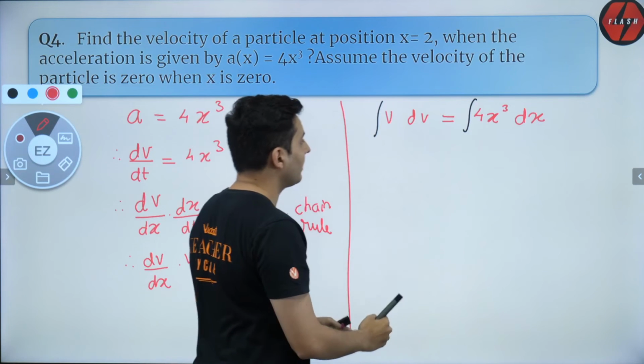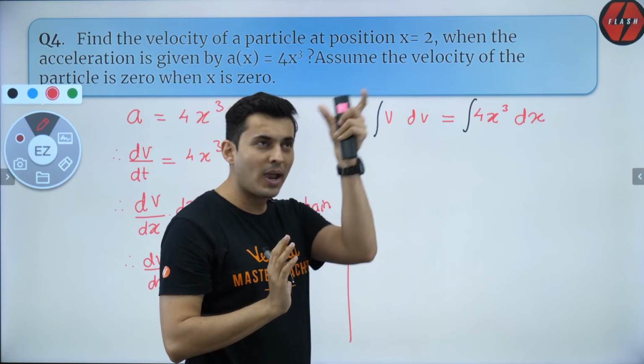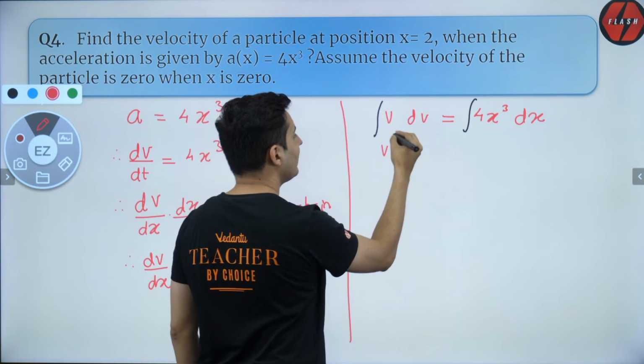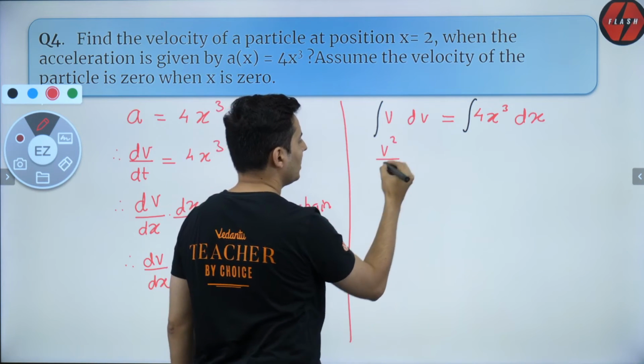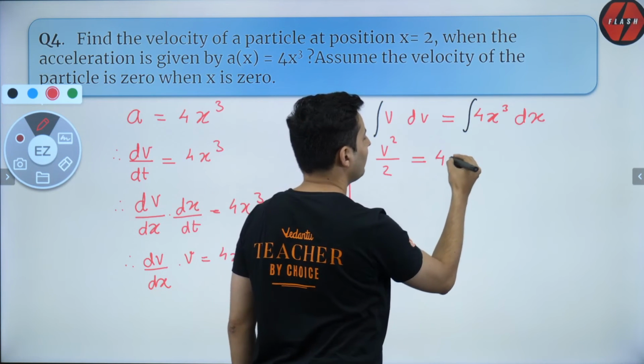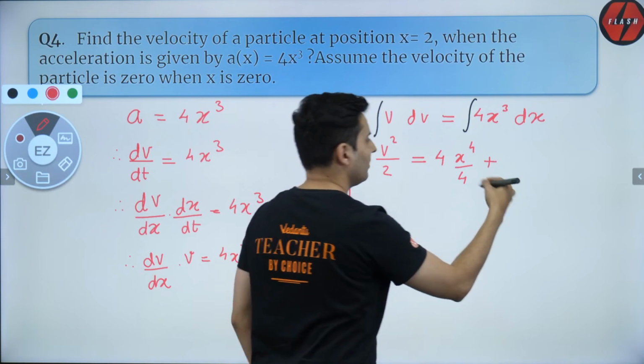So the integral of V dV, use the formula: x raised to n integrates to x raised to n plus 1 divided by n plus 1. So V raised to 1 becomes V raised to 1 plus 1, which is 2, divided by 2, is equal to 4x cube. It will become 4 x raised to 4 divided by 4 plus the constant.